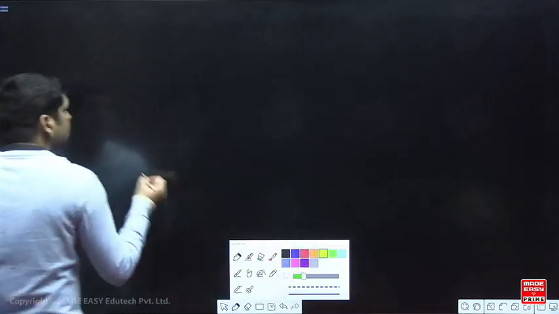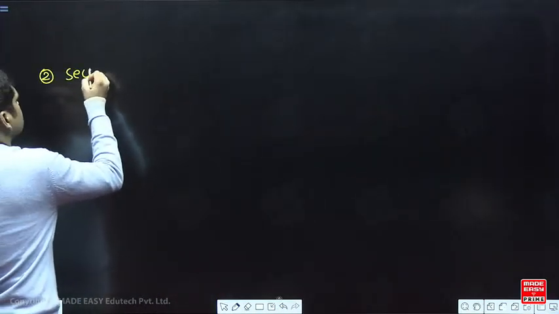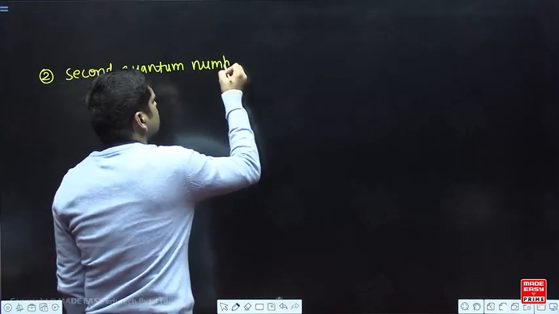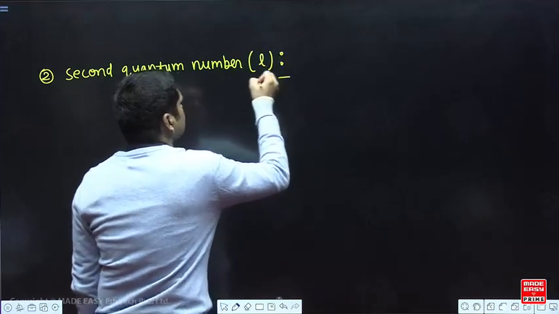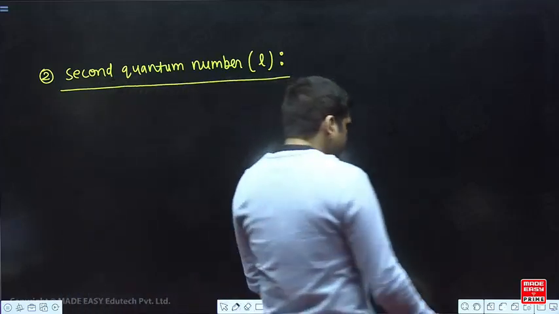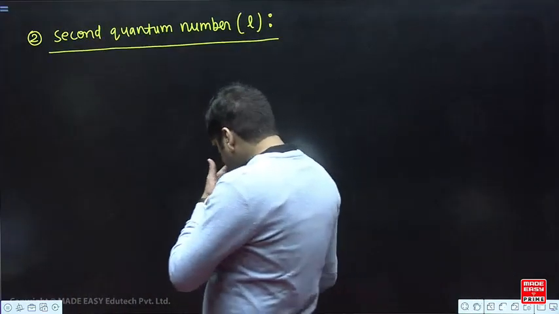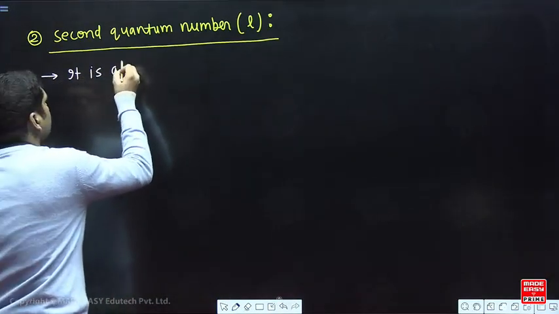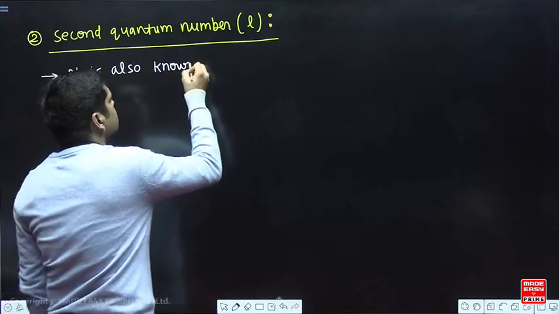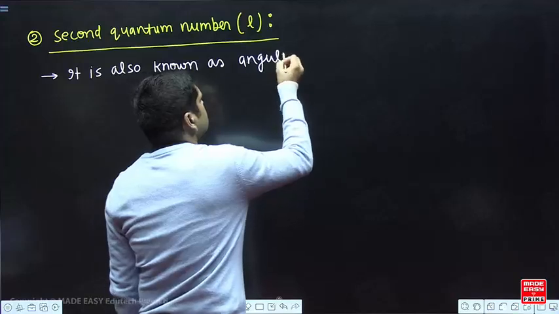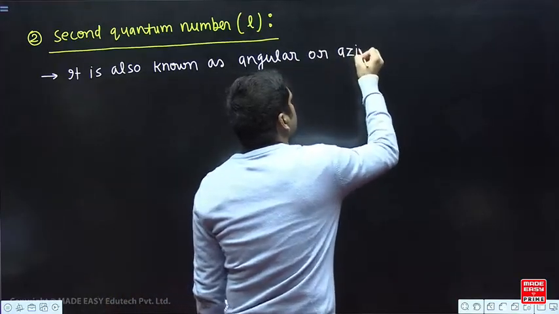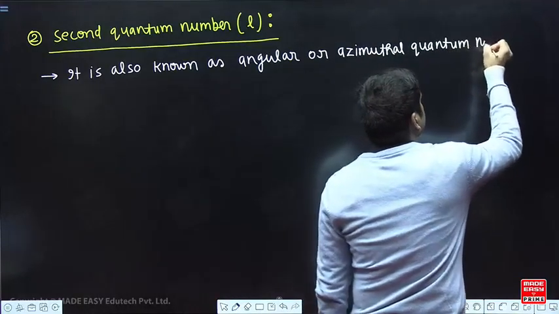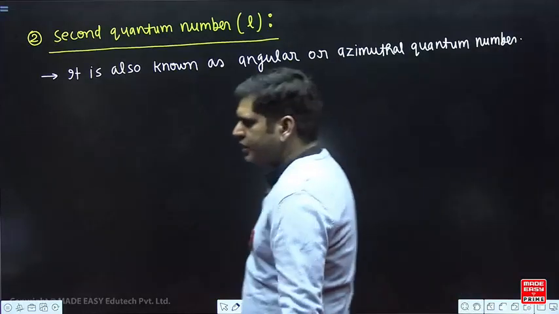Second quantum number. It is denoted by L. It is also known as angular or azimuthal quantum number.